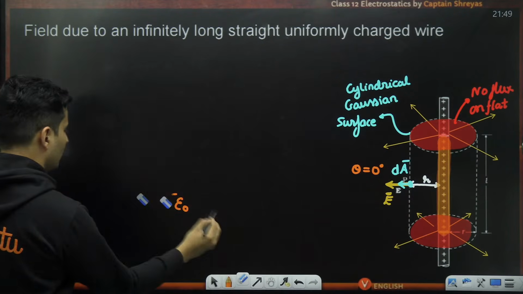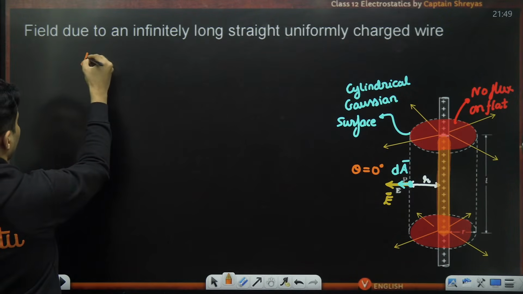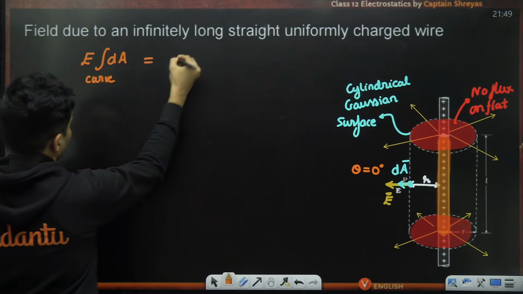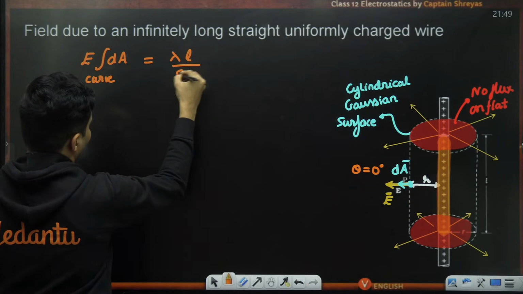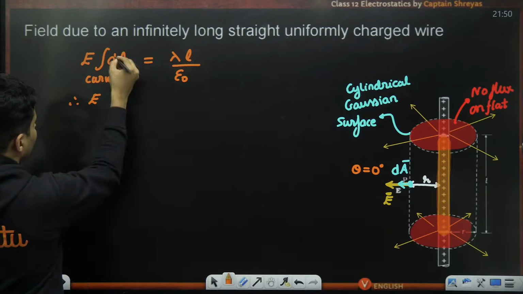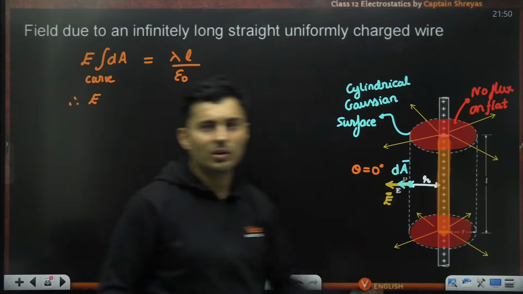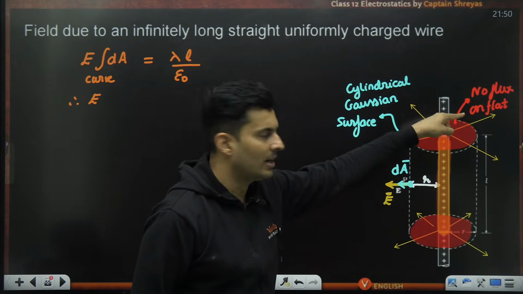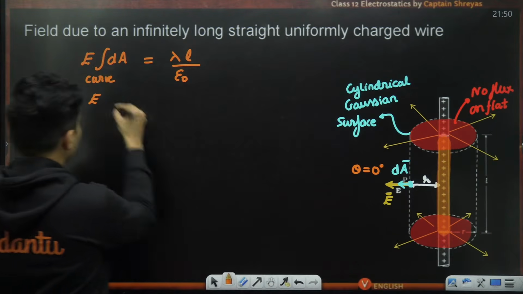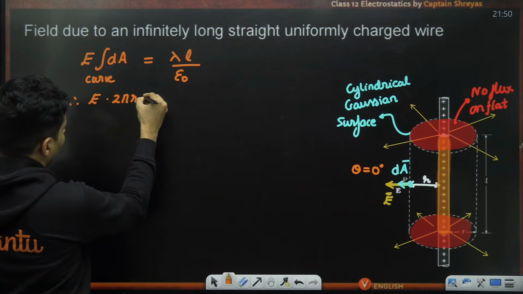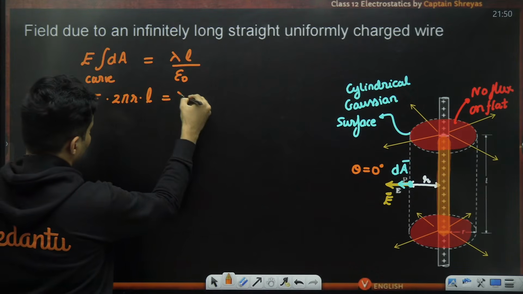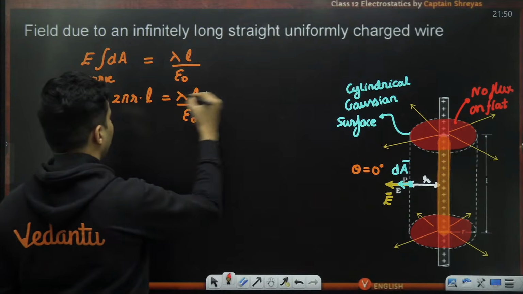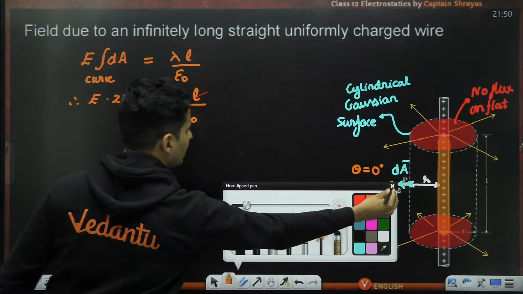Okay, so I just got E integration dA for that curved part is lambda L by epsilon naught. What is the area of the curved surface of a cylinder? It is the circumference multiplied by height. So circumference is 2 pi r multiplied by height, which is L. So that is equal to lambda L by epsilon naught. Needless to say, this L and L just got cancelled over here, which is a good thing.